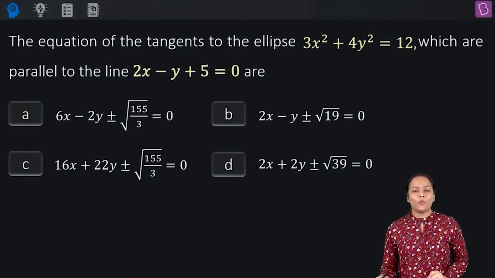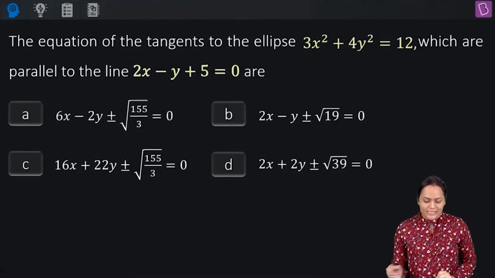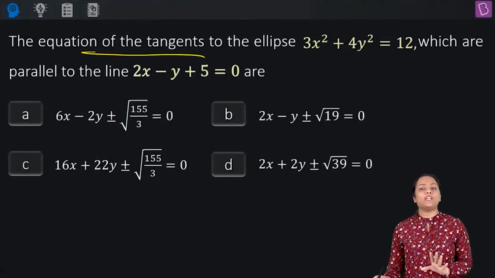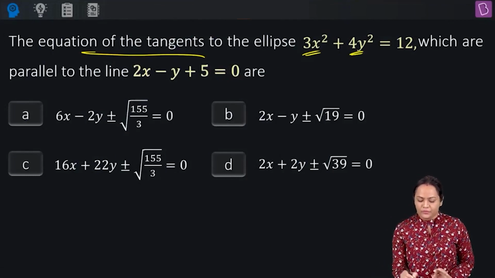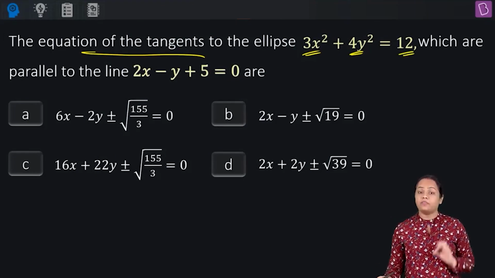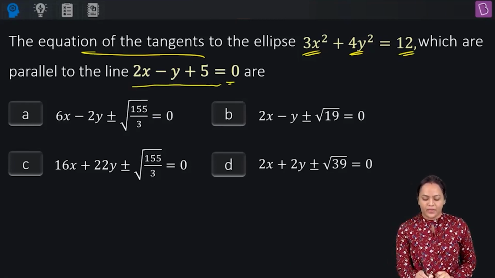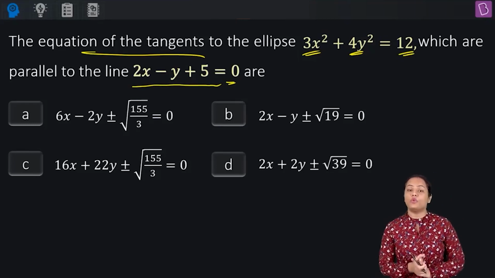Well, in this question, what they have asked is the equation of tangents to the ellipse. The ellipse equation is 3x square plus 4y square is equal to 12, which are parallel to the line 2x minus y plus 5 is equal to 0. They have given us 4 options here.